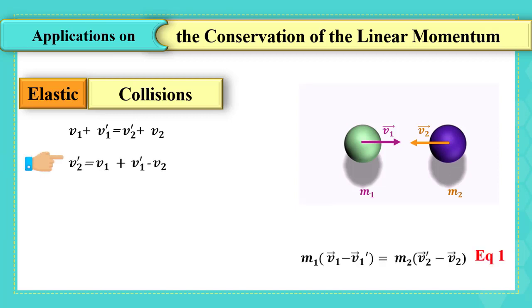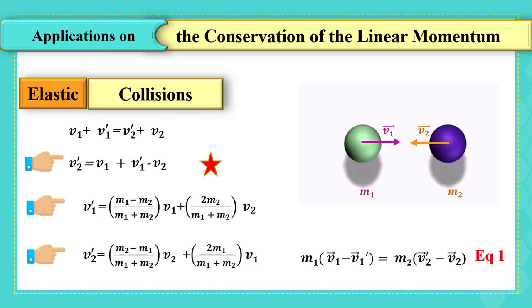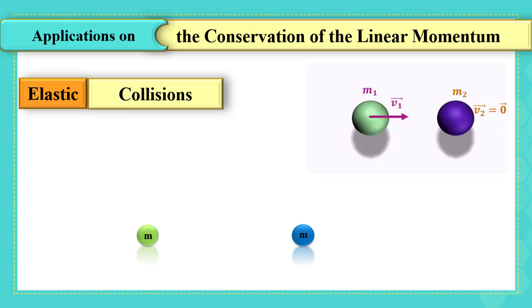But we can find v2 prime in terms of the others, or v1 prime in terms of the others, and replace it in equation 1. Please try it on a scratch paper. The results will be as such, keeping in mind that these are algebraic values and the answer could be positive or negative. Let us note a few special cases where you can deduce them from the equations of v1 prime and v2 prime.